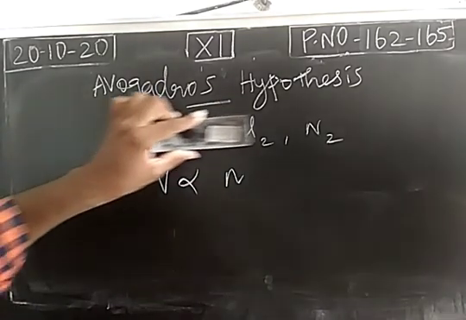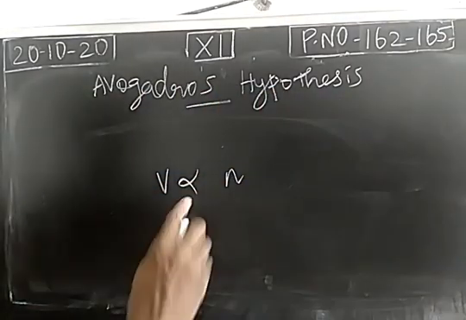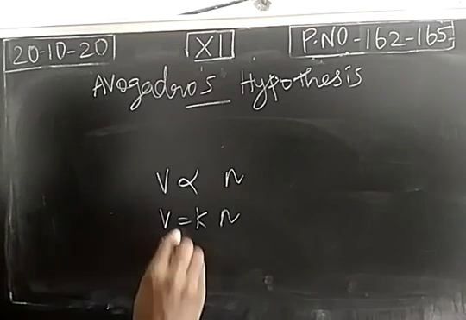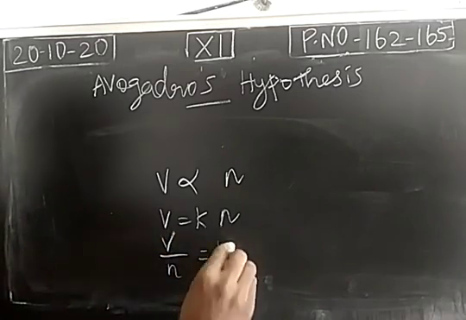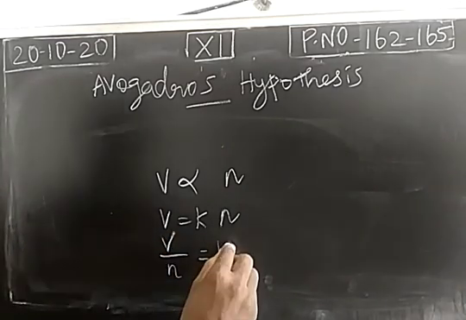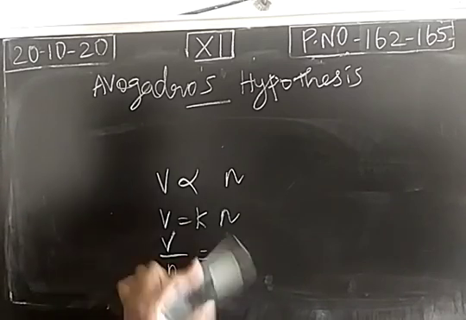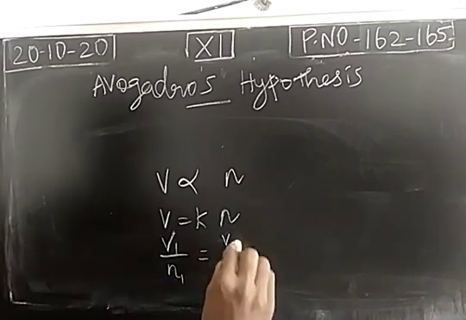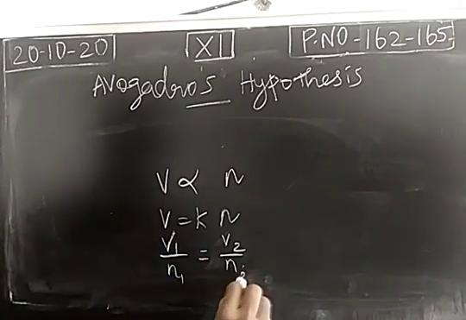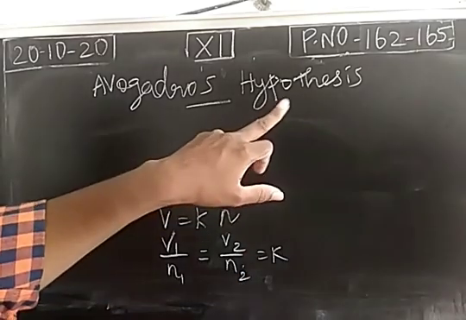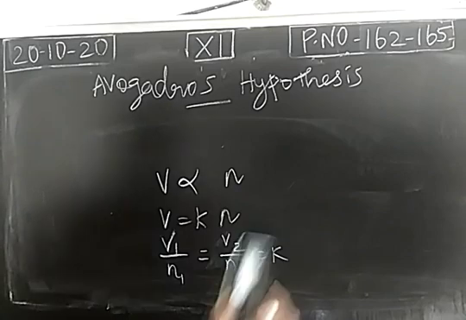Volume is directly proportional to the number of moles. The proportionality can be removed by introducing a constant K, so this can be written as V by N is equal to K. At two different conditions, we may write V1 by N1 is equal to V2 by N2 is equal to K. This is Avogadro's hypothesis. We don't have proof for it, so it is considered a hypothesis.